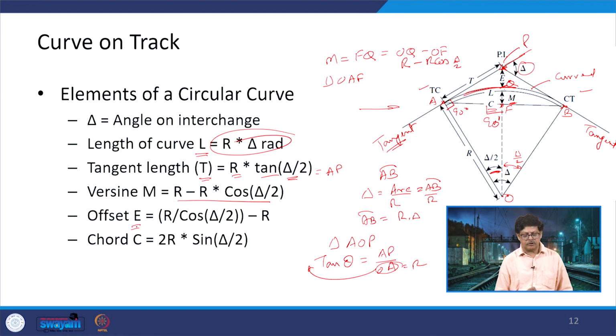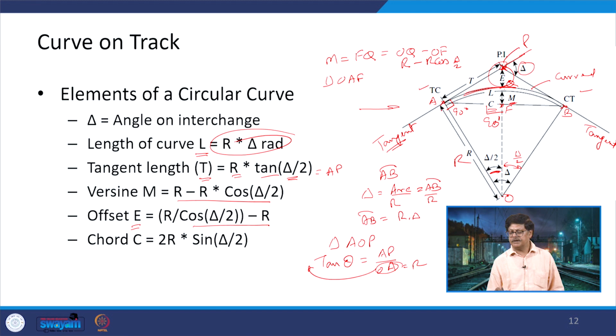Similarly, if we talk about offset E, so this is an offset E. Now, for this offset E, if we consider again a triangle OAP, then this OP can be calculated, because you know the tangent length here, or you know this radius R here as well as the angle. So, this OP can be calculated, and from OP if you remove OQ, which is R, then you will get it. So, R divided by cos of delta by 2 minus R is the value.